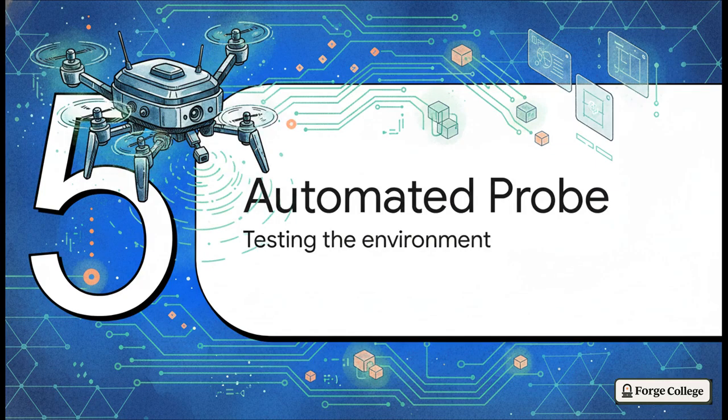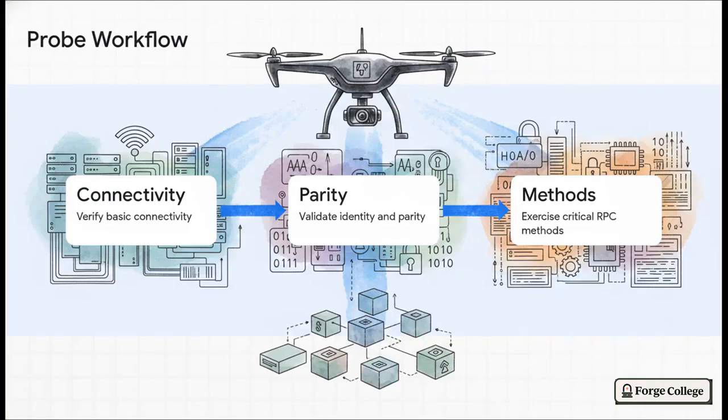Let's test the environment. We really don't want to do all of these checks manually every single time. Instead, we write an automated scout drone. It's just a small script we send out into the environment right before the deployment. Our drone follows a stripped flowchart. Step 1, verify basic connectivity. Step 2, validate identity and parity. Step 3, exercise critical RPC methods. It's a very structured, step-by-step process. Developing these repeatable, reliable engineering workflows is exactly what separates a chaotic deployment from a completely seamless one.